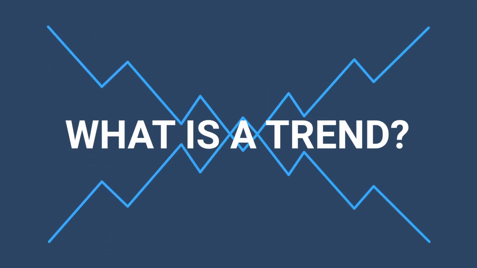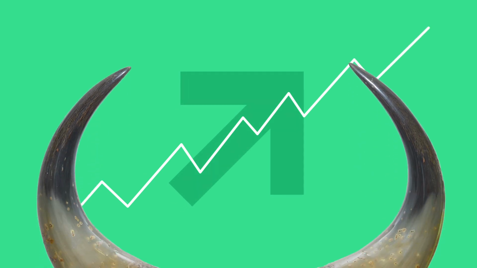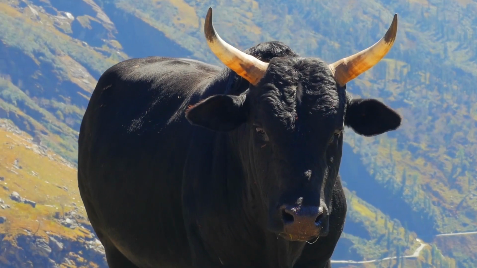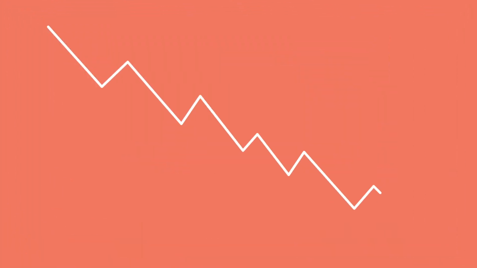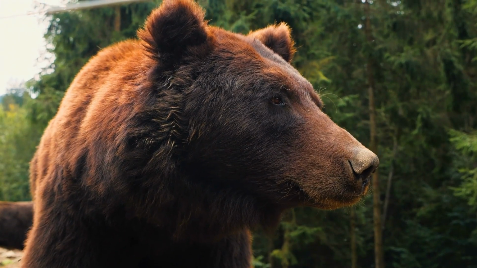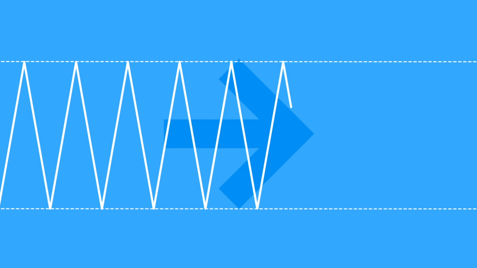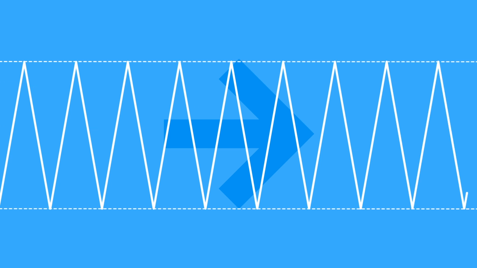Now, what is a trend? A trend is market movement in a certain direction. If the price of an asset is moving up, then we have an uptrend or a bullish trend, because on the financial market, buyers are called bulls. If the price is going down, then we have a downtrend or a bearish trend, because sellers on the market are called bears. If there is no trend on the market, this means the market is moving in a flat, trading in a range or a channel. This means that the price is moving sideways and neither buyers nor sellers are in control.